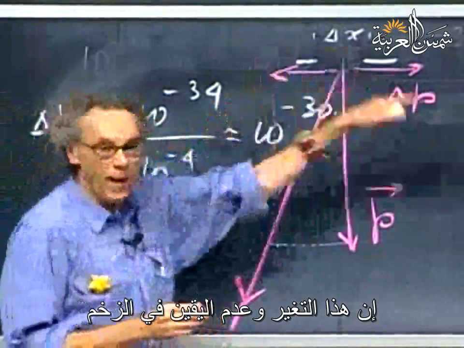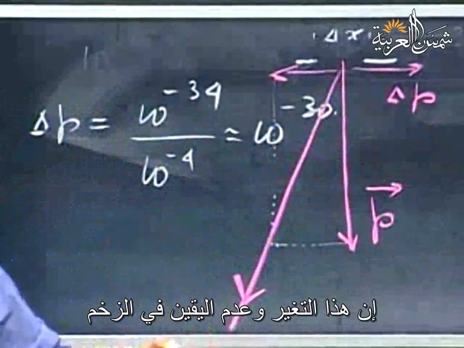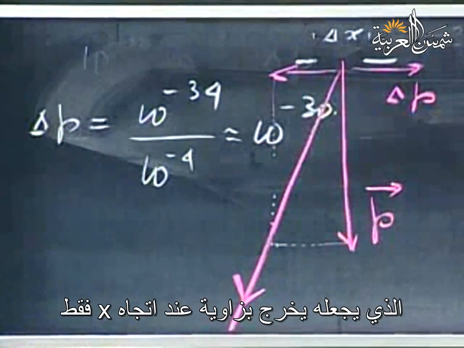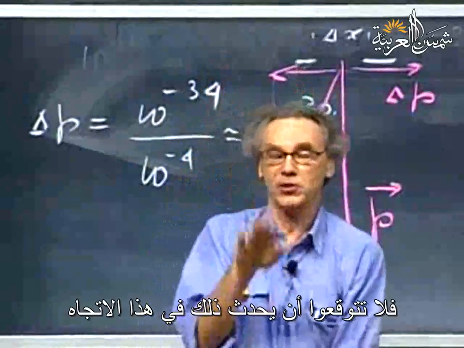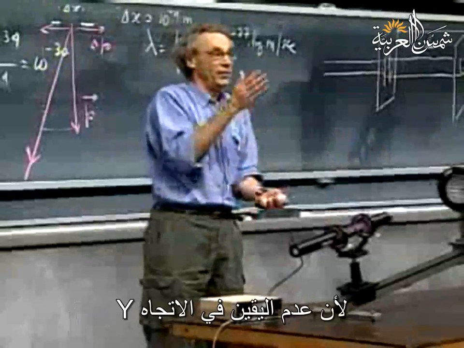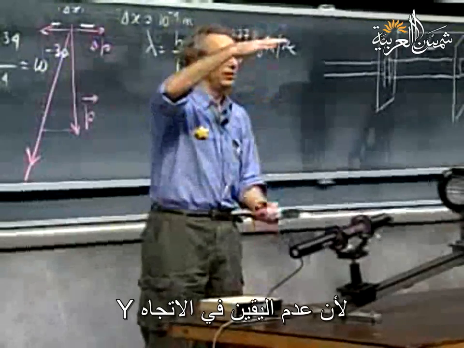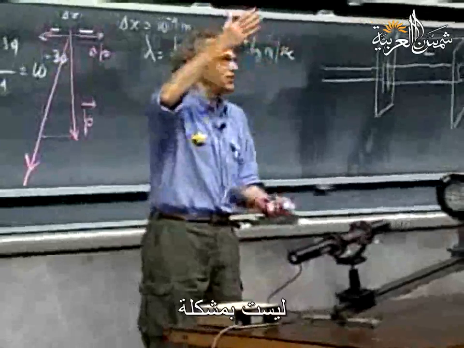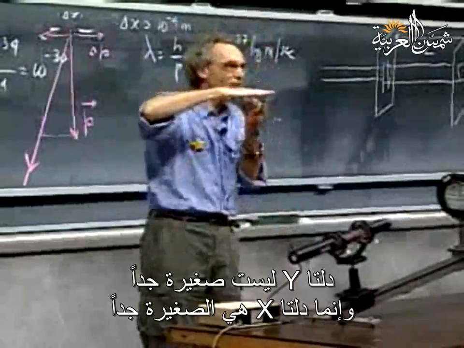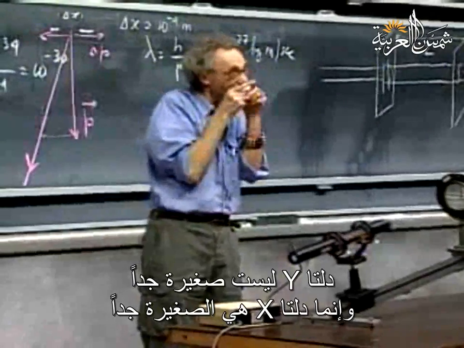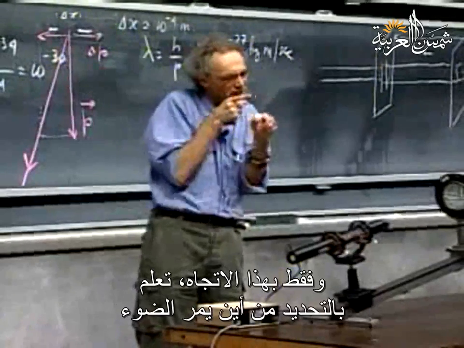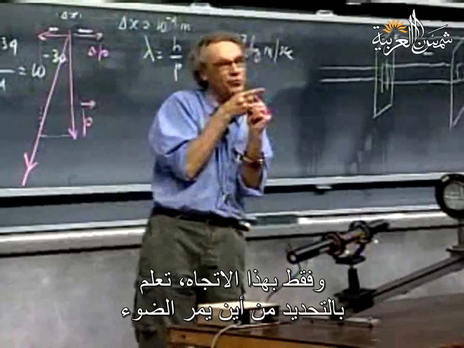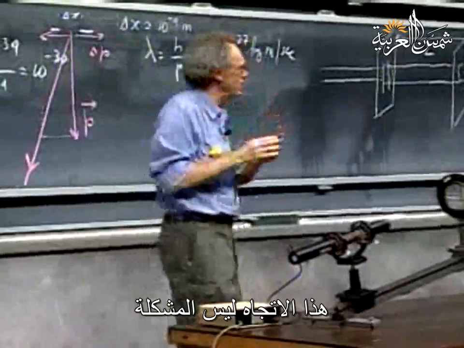It is this change in momentum, this undeterminedness in momentum, that makes it go off at an angle. Only in the x direction. If I have the slit like this, don't expect this to happen in this direction, because the uncertainty in the y direction, that's not the problem. Delta y is not very small, it's delta x that is very small. So it's this direction that's going to give you trouble. It's only in this direction that you know precisely where that light goes through. This direction is not the issue.